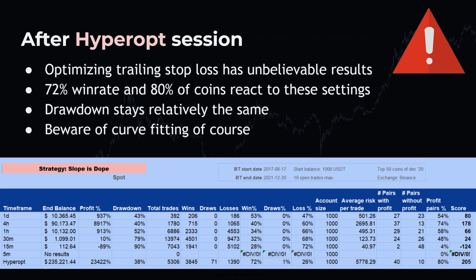And yes, I have to admit that I could have optimized all the parameter settings as well, but I did not want it to be too complex and curve fitted. But the settings for this strategy have absolutely amazing profits.